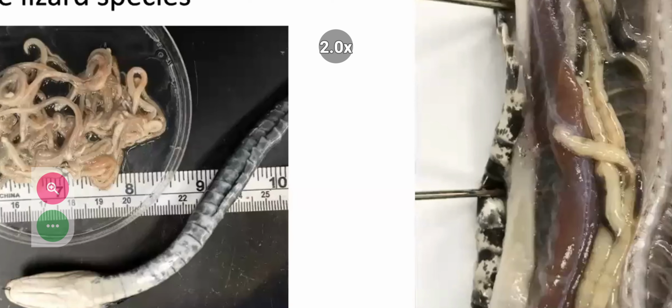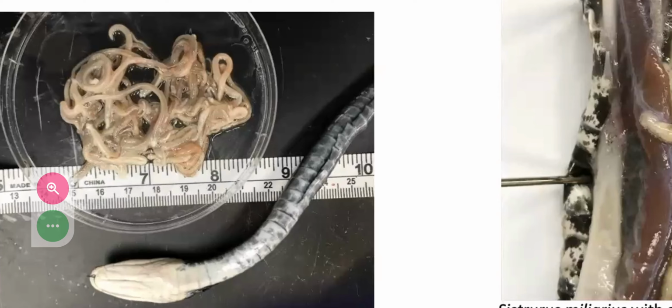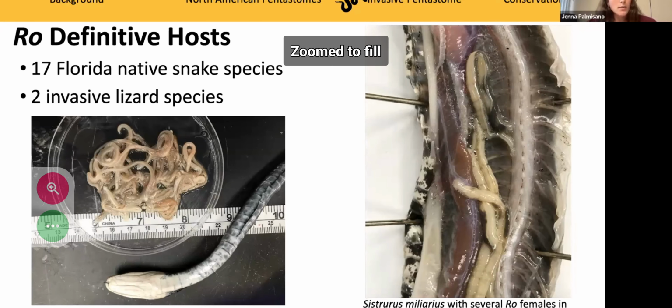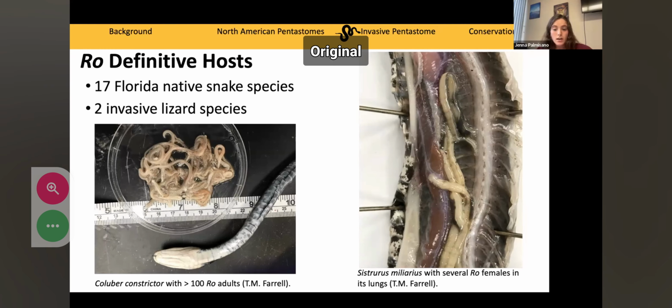So currently we know of 17 native snake species that serve as definitive hosts for snake lungworm, and often infections are much more severe in native snake hosts compared to the Burmese pythons, with over 100 individuals feeding on the snake's blood in the lung in some cases. We know that tokay geckos and tegu lizards can also host adults as well, and there's some evidence that iguanas might too.